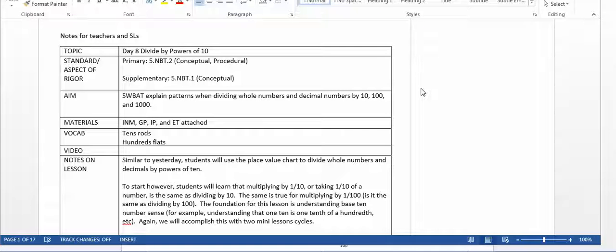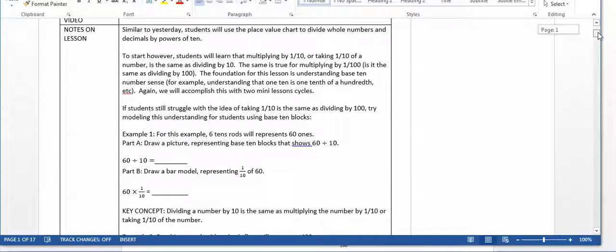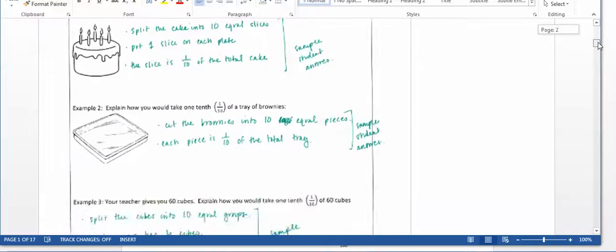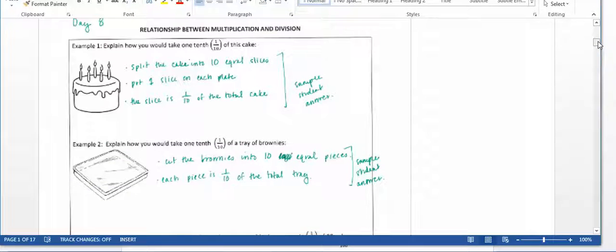All right, we're looking at day 8, which is now dividing by powers of 10. Yesterday we did multiplying by powers of 10, and today we're doing dividing by powers of 10. Today we're going to start with a little activity that gets students to recognize that dividing by 10 is the same as multiplying by 1/10, or it's the same as taking 1/10 of a number.